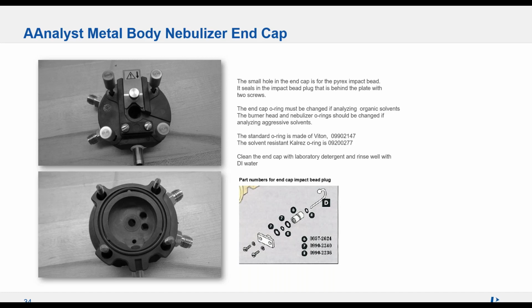Now, in terms of the O-rings, if you are using organic solvents, the end cap O-ring always needs to be changed to an O-ring that will hold up against organic solvents. My preference is the CalRes O-ring. And what I like about the CalRes O-ring is you can use it for both aqueous and organic solutions. But always, if you're using organic solvents, you must change the end cap O-ring. If you have very aggressive solvents, you can also change the O-ring for the burner head and the O-rings for the nebulizer, which I'll show a little bit later.